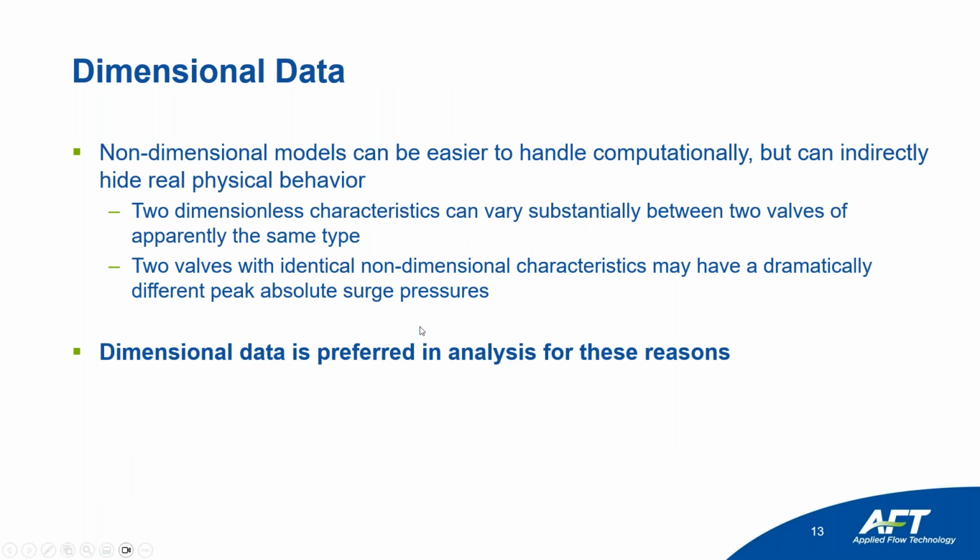So these non-dimensional models can be easier to handle computationally, but they can hide real physical behavior. So you might have two dimensionless characteristics that can vary substantially between two valves of apparently the same type. So two swing check valves may actually behave quite a bit differently. And two valves with maybe identical non-dimensional characteristics will potentially give you dramatically different peak absolute surge pressure. So simply maybe if they're a different size of valve.